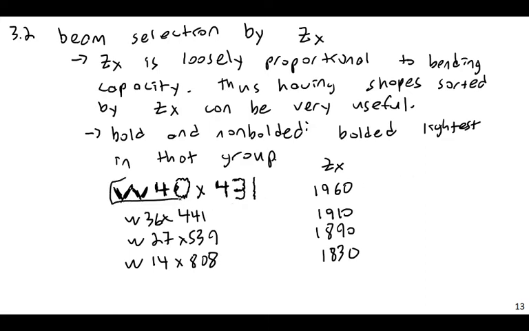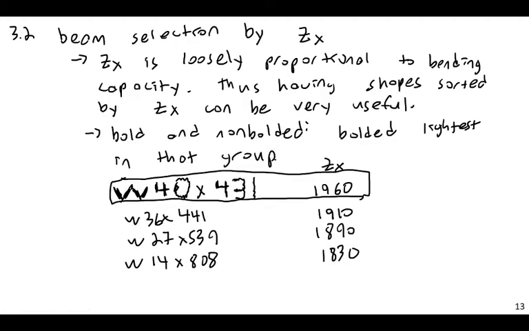So if all you're concerned with is weight, you don't necessarily want to always use the lightest, because in this case it's also the deepest, so maybe that wouldn't be beneficial depending on your geometric constraints. The bold indicates the lightest in a particular group. So if all you're concerned with is bending moment and weight, you would never use the 36 by 441, 27 by 539, etc., because this particular one has higher bending moment capacity and lower weight than each of these. However, it does have a larger depth, so that may not be beneficial.